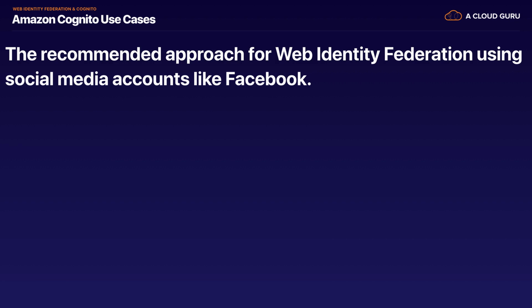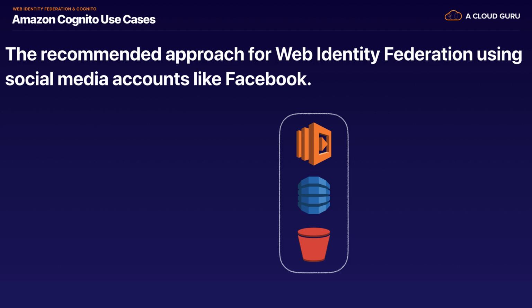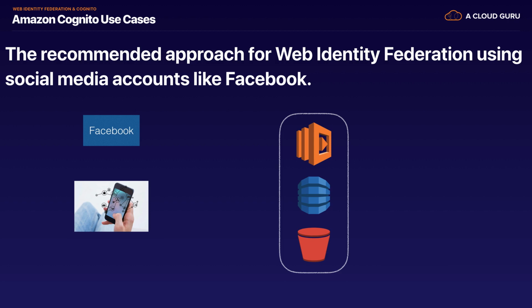Basically, there's a recommended approach for Web Identity Federation using social media accounts like Facebook. Essentially, what you would do is, let's say we've got a website that consists of Lambda, DynamoDB, as well as S3. We've got our user and they want to use these resources. The first thing they're going to do is go and authenticate with Facebook. Facebook will then give them this authentication token, and they then essentially send this authentication token to Cognito.